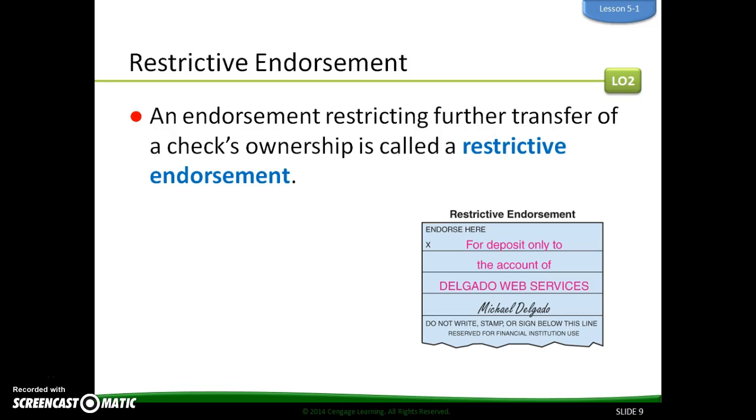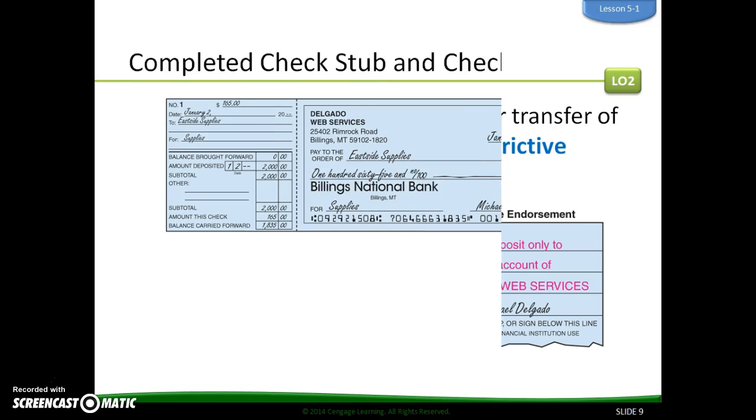So only ever use a blank endorsement if you know for 100% that that check is going to be readily in somebody else's hands, so that it's not cashable by someone else.